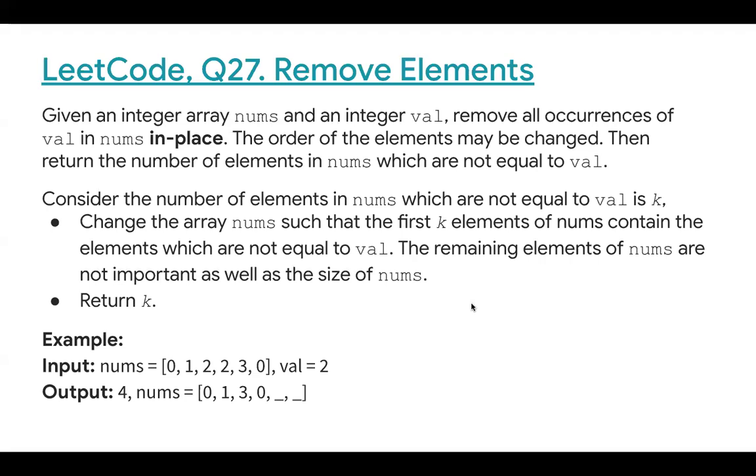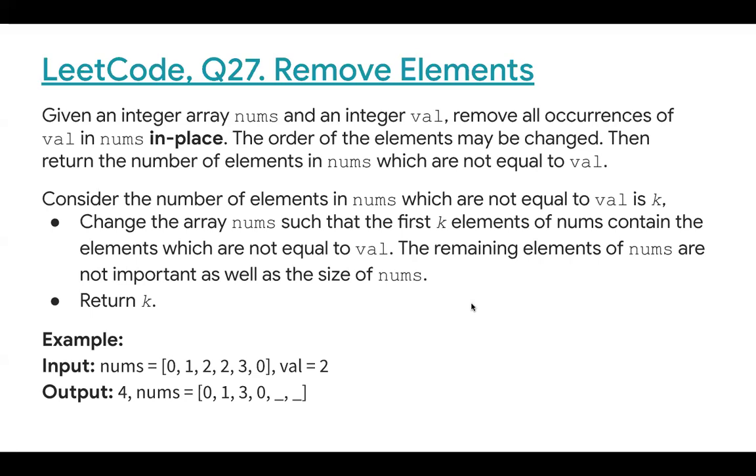So, okay, in this question, we are given an integer array called nums and an integer, we call it val. So we are asked to remove all occurrences of val in this array in place. In place here means we can't create a new array, right?